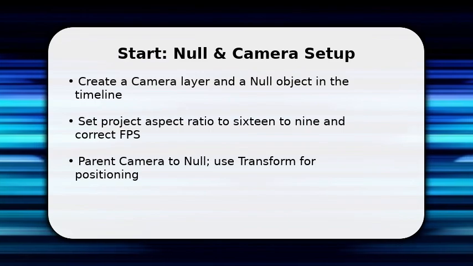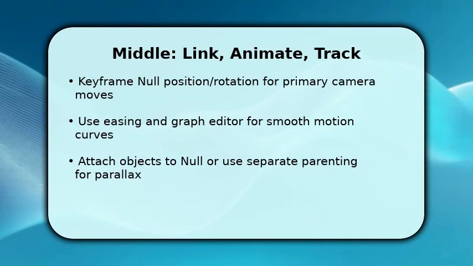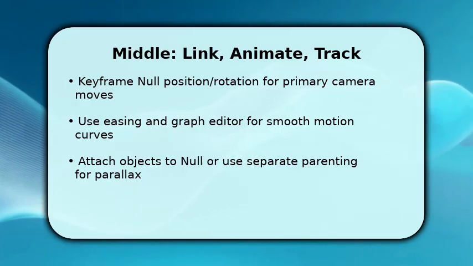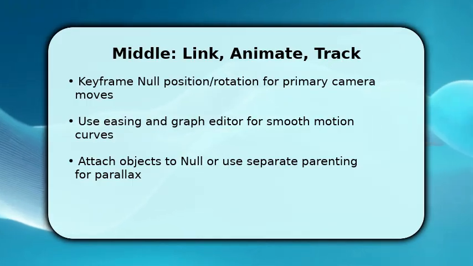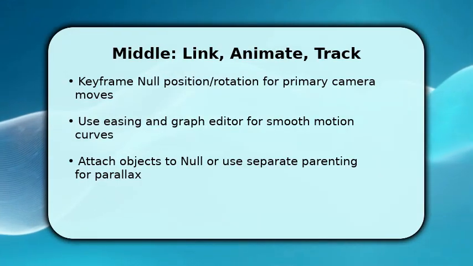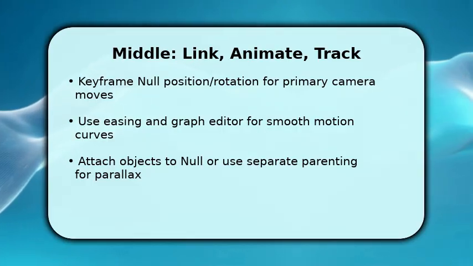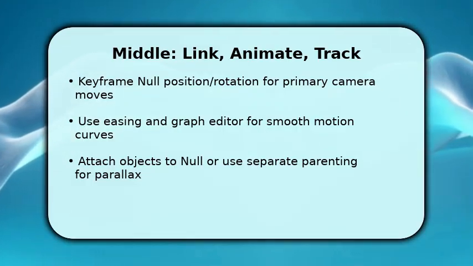Now you'll build the core animation by keyframing the null's position and rotation rather than the camera itself, because why duplicate work? Use easing presets and the graph editor to craft natural acceleration and deceleration. This is why shots feel cinematic. For depth, parent foreground layers to a separate null at different scales to create parallax. Once done, scrub the timeline and adjust keyframe timing until movement reads visually.